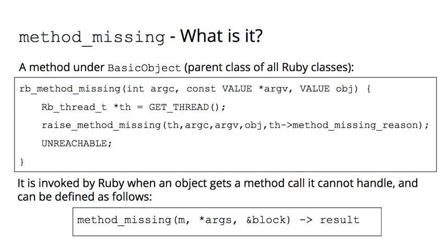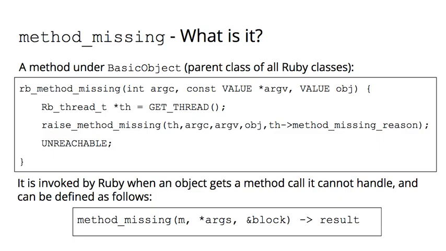So here is the source code in basic object. You can see, by default method missing takes an int, which is actually an ID for the method name. If you look at the method header down below here, that has some more helpful, intuitive names. So the second argument is an array of values.